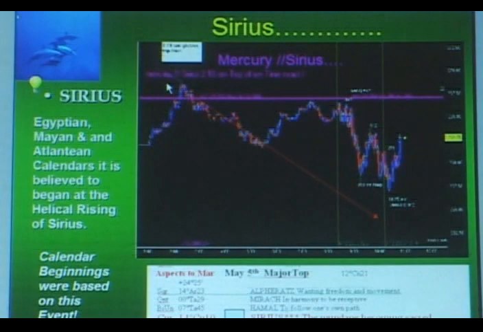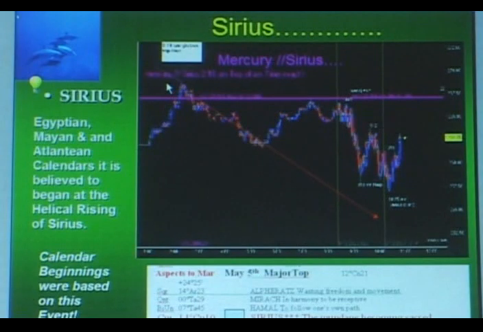So if you study back in ancient times, both the Egyptians, Mayans, and the Atlantean calendars were believed to have begun at the heliacal rising of Sirius. So why, when Sirius was rising, did they start their calendars? Why do our calendars have no bearing to July 23rd?